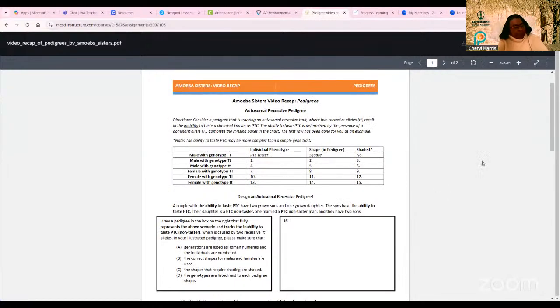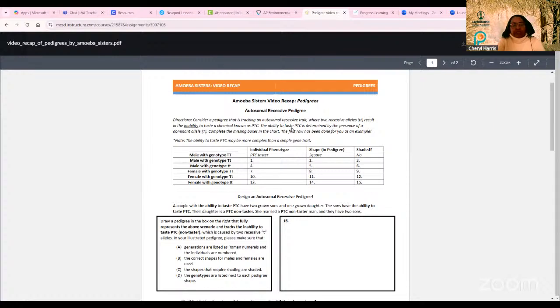All right, and you are created. So the first box at the top is going to be like your answer key. They are dealing with the characteristic of being able to taste PTC, which is a chemical, and some people can taste it and some people can't. So it tells you in the directions, consider we are tracking the autosome recessive. So you might want to underline things like that.